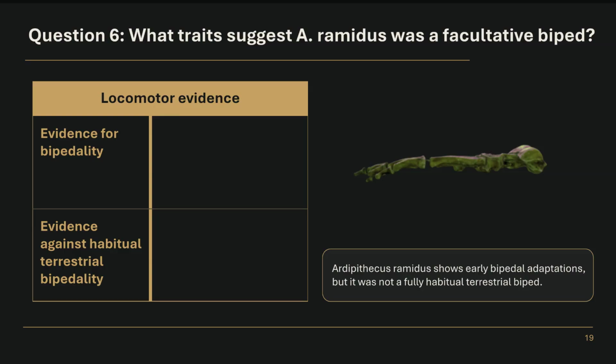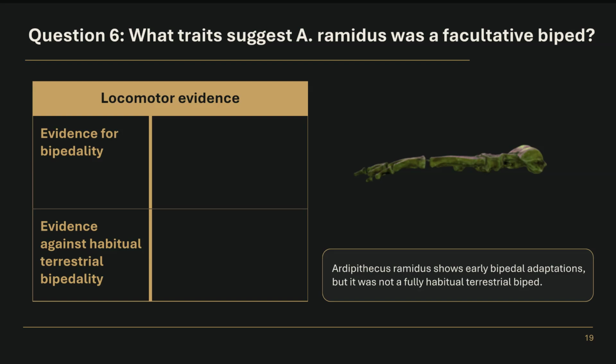A. ramidus is best classified as a facultative biped with retained arboreal adaptations. Evidence for bipedality comes from the pelvis and femur, which Lovejoy et al. interpreted as showing changes relevant to upright walking. Evidence against habitual terrestrial bipedality comes from the divergent hallux, which indicates grasping ability and retained climbing behavior.